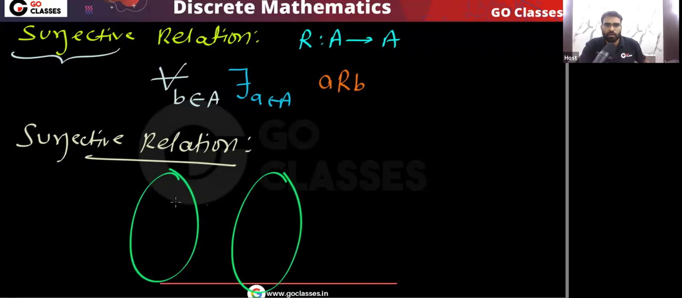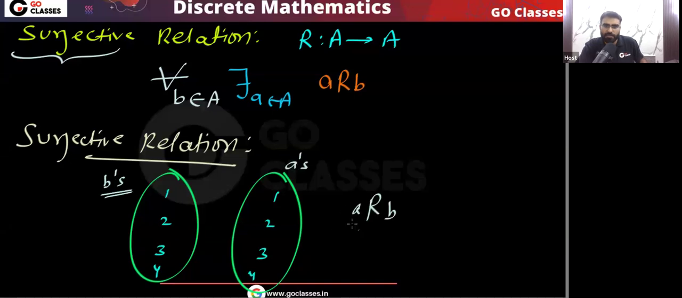So for example, let's assume you have 1, 2, 3, 4 on each side. Now, what we are saying? We are saying that for everyone there should be someone. Remember, this is a B: for all B belonging to A. So these are the B's, and these are the A's. And remember, A should be related to B. For every B, there should be someone.